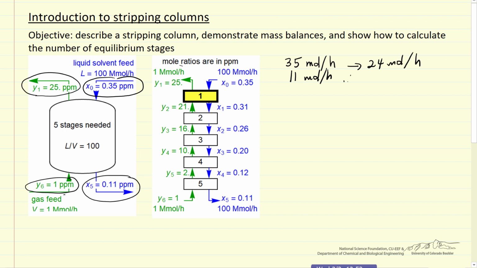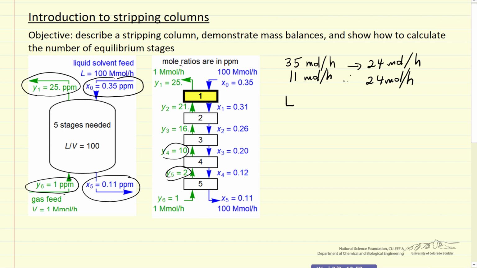And if we look at the gas phase, we go from 1 part per million to 25, molar flow rate times the mole fraction. Indeed, we have a steady state mass balance. We have now added 24 moles per hour to the vapor phase. And you can see in this 5-stage example, the mole fraction increases in each stage.